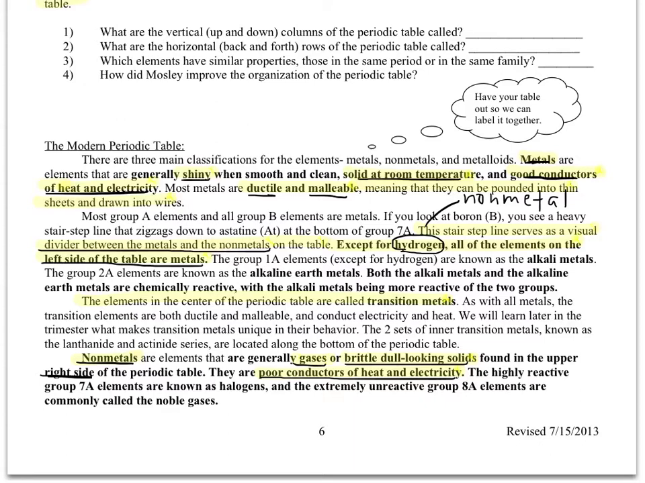The metalloids, which are written about on the next page in your worksheet if you want to turn over and look at it, are kind of a funny thing. They're the ones that are touching that stair-step line. And they usually have a mixture of properties of metals and nonmetals. So a metalloid, for example, could be something that's dull and brittle like a nonmetal, but for weird reasons conducts electricity really well, like a metal. So there's a little combination there, which is a little funny.